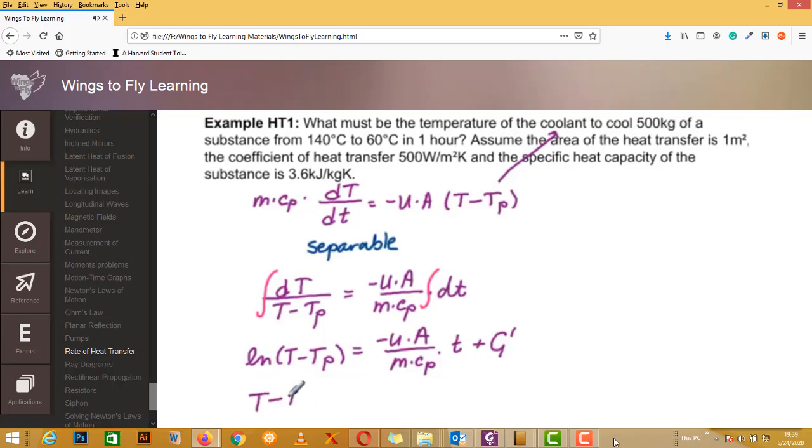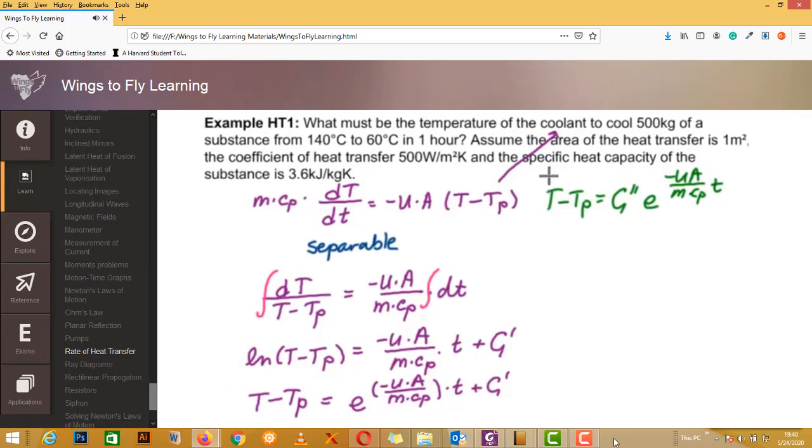So we would get T minus Tp equals e to the minus U times A over M times Cp times t plus C fancy 1 prime. And this is e to this times e to that. So that e to this part we will write C double prime. So we get as our first general solution T minus Tp equals C double prime, that's that e to the C prime, times e to the minus UA over MCp t. So this is our general solution.